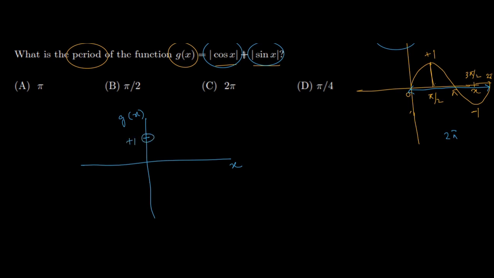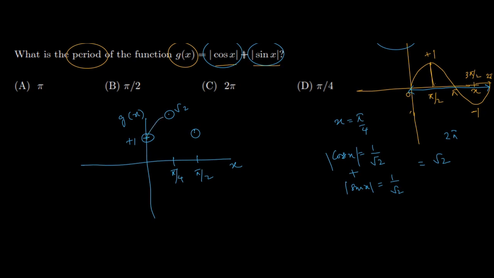And then at x equal to pi by 4, mod of cos x is 1 by root 2, and mod of sin x is again 1 by root 2. So the addition of that would be 2 by root 2, or root 2. So at x equal to pi by 4, the value of this function becomes root 2. Again at x equal to pi by 2, the value of the function becomes plus 1.